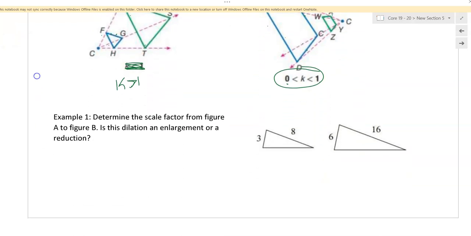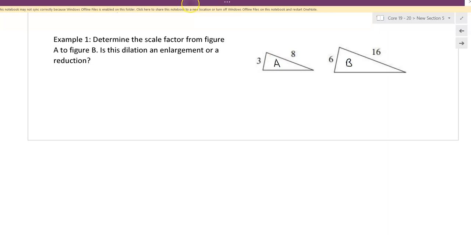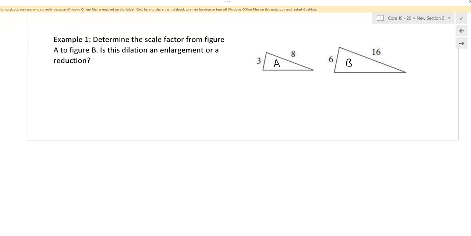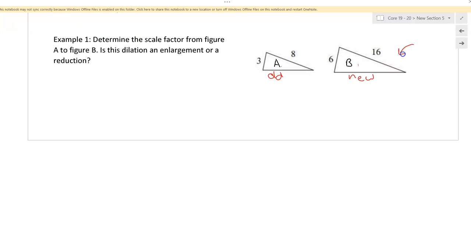So let's look at some examples. Determine the scale factor from figure A to figure B. I'm going to call this figure A and this figure B. Whatever you start with, that's your old. Old comes first. So this is our old, and this is our new. So remember, is this a reduction or an enlargement? As I'm going from A to B, well, B is definitely bigger. So this is an enlargement.